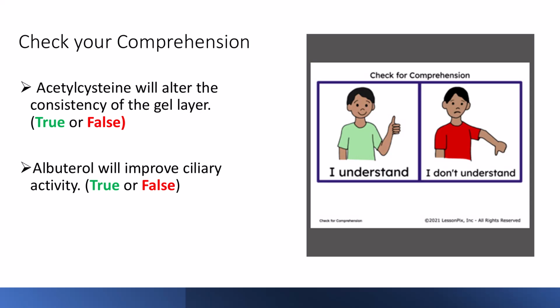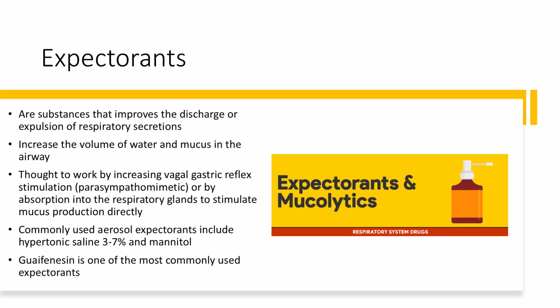True. Expectorants are agents that increase mucus production and facilitate its expulsion by enhancing fluid levels in the respiratory tract and stimulating cough. They are commonly found in over-the-counter cough and cold medications. The mechanism of action for expectorants is thought to involve either stimulating the vagal gastric reflex, which increases parasympathetic activity, or being absorbed into respiratory glands to directly promote mucus production.